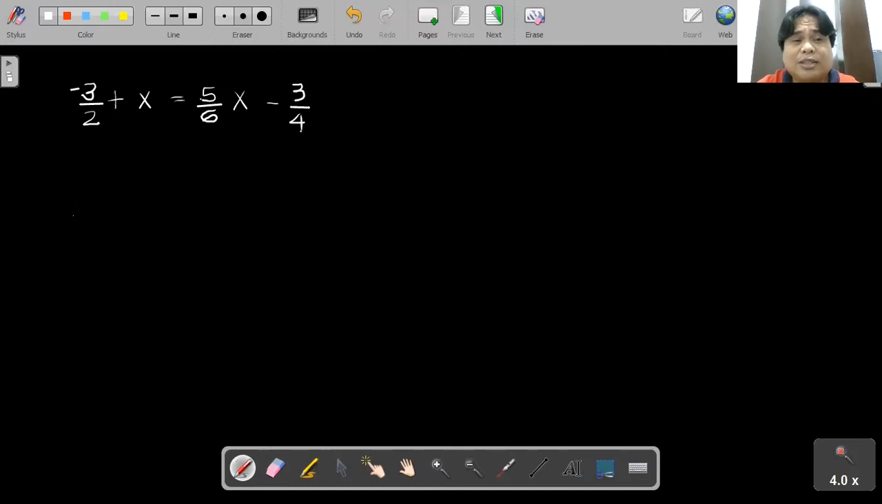Okay, let's get right into it and move on to our first example. For this one, you have negative 3/2 plus x is equal to 5/6x minus 3/4. Now, if you are dealing with a linear equation with fractions, the first thing you have to do is to get rid of the denominators. In this case, the denominators are 2, 6, and 4.